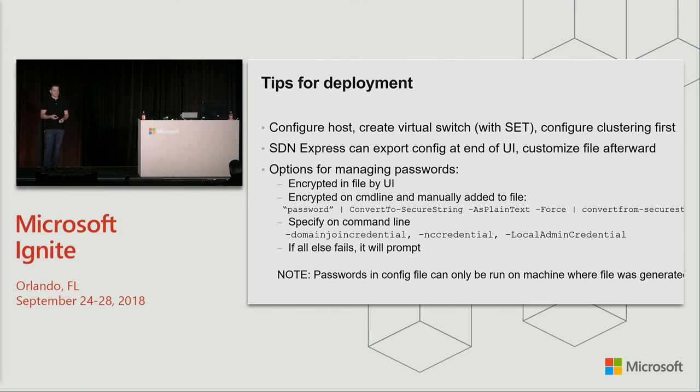So you have a few other options. You can generate the encryption yourself using PowerShell. We do ConvertTo-SecureString and then ConvertFrom-SecureString to get it back into the encrypted form. You can specify the credentials on the command line when you run SDN Express, wherever you run it. And if none of those are available, when the script runs, it'll fall back to prompting you for the password. So I just wanted to cover that as well.